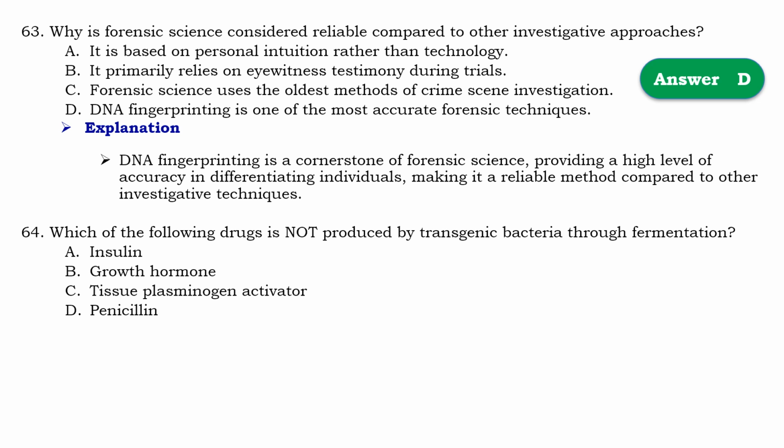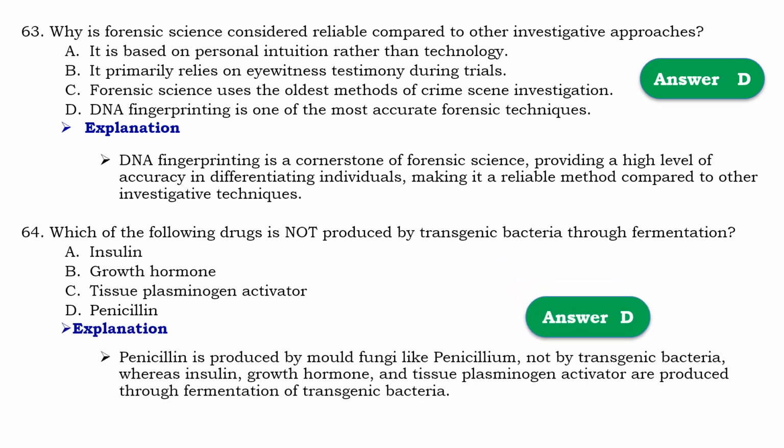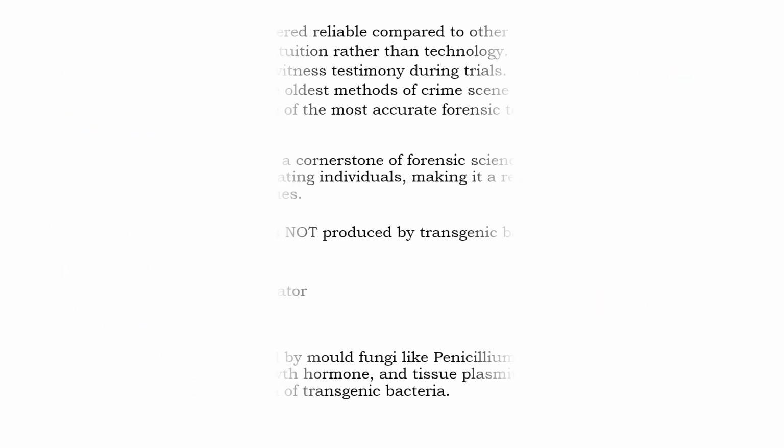Question number 64, which of the following drugs is not produced by transgenic bacteria through fermentation? So that should be penicillin. Means that penicillin is produced by mold fungi like Penicillium, not by transgenic bacteria, whereas insulin, growth hormone, and tissue plasminogen activator are produced through fermentation of transgenic bacteria.